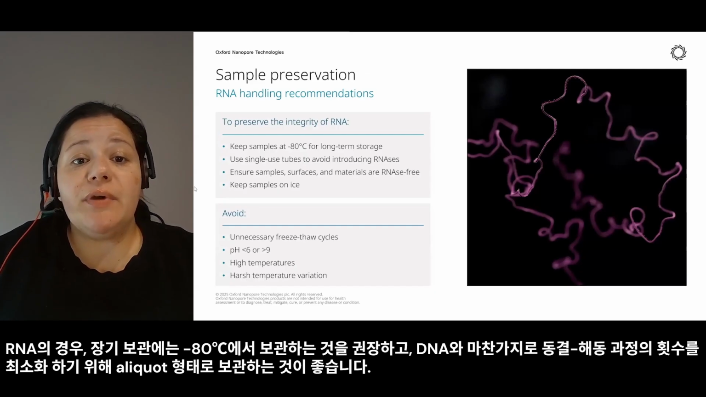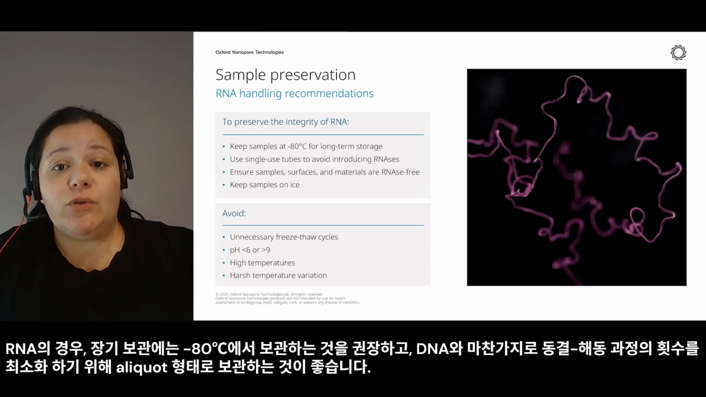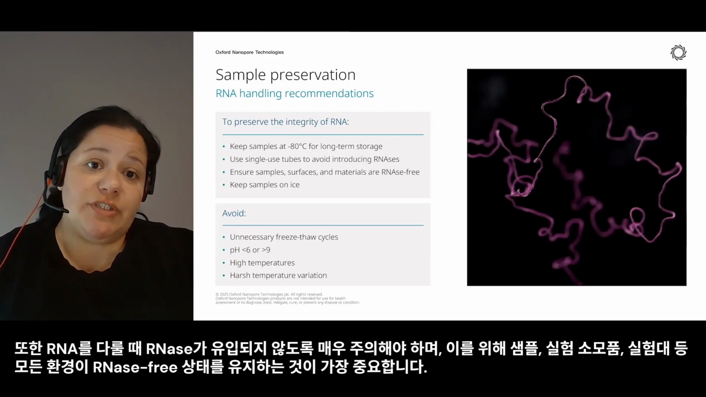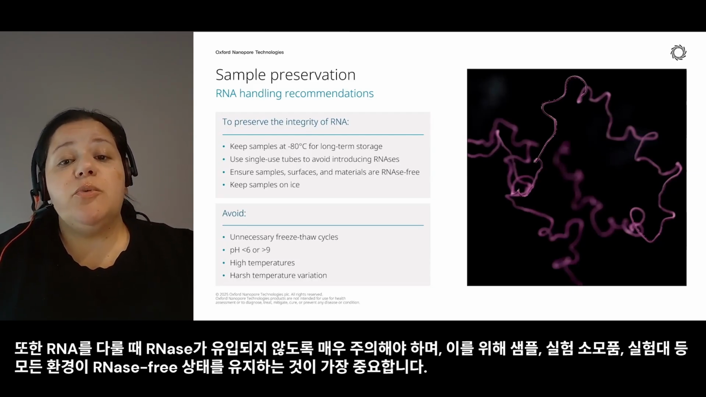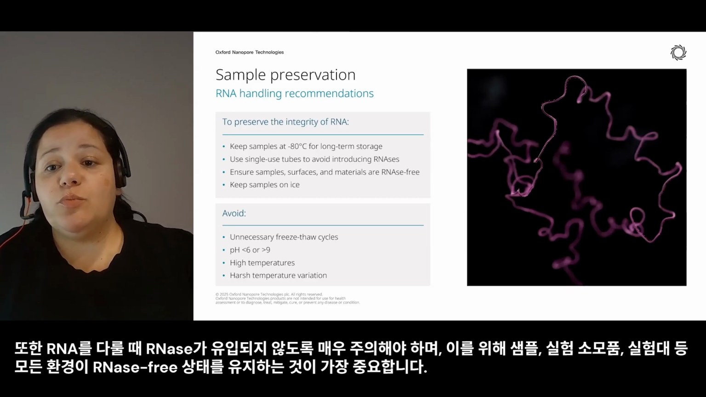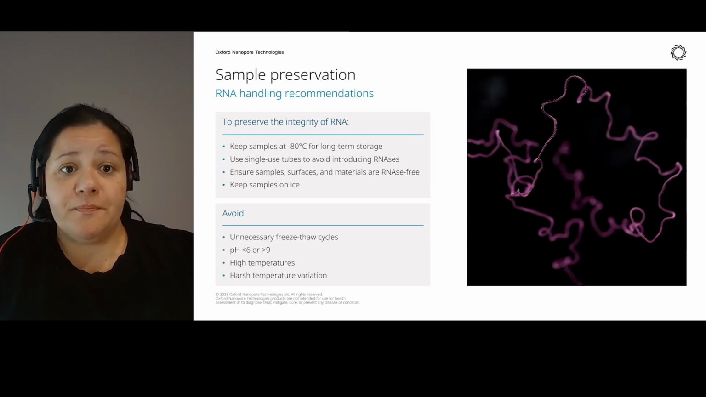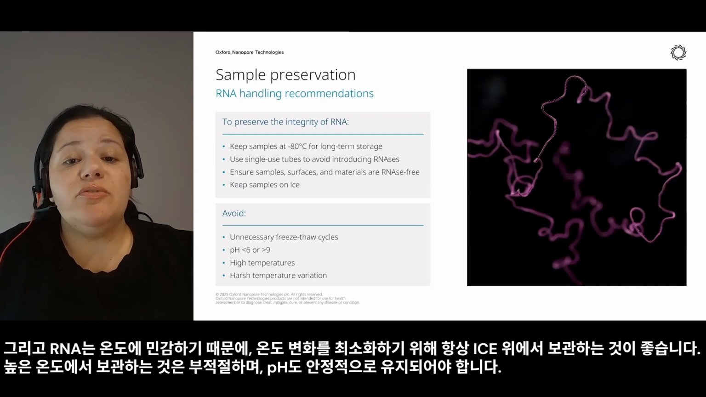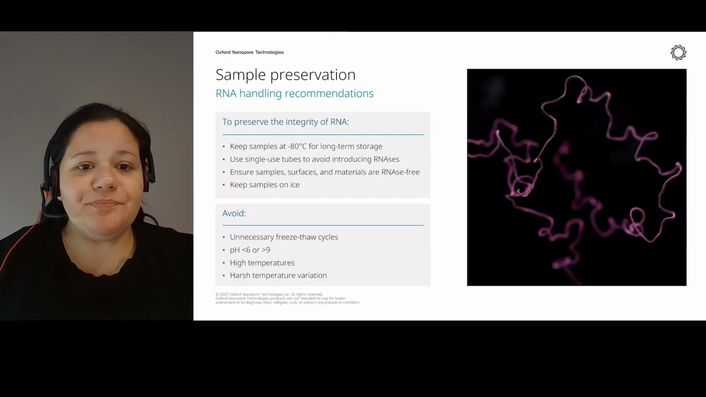For RNA, we recommend -80 for long-term storage, and again, using aliquots to avoid freeze-thaw cycles. It's also important to avoid introducing RNases because this will destroy your sample. To do this, it's really important to ensure that samples, consumables, the lab benches, everything is RNase free. And then when thawing the samples, keep samples on ice to avoid harsh temperature variation. High temperature should be avoided and the pH should also be stable.